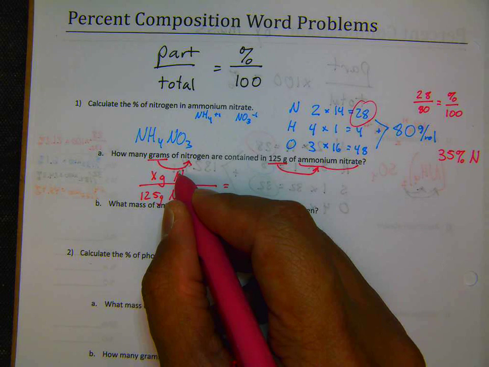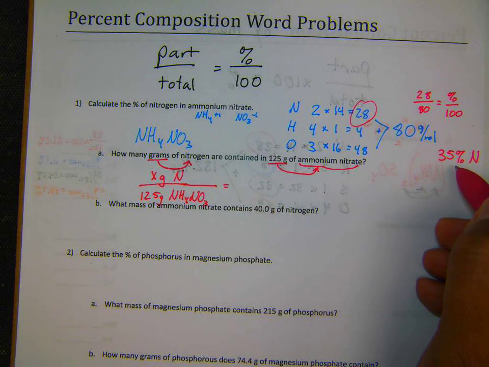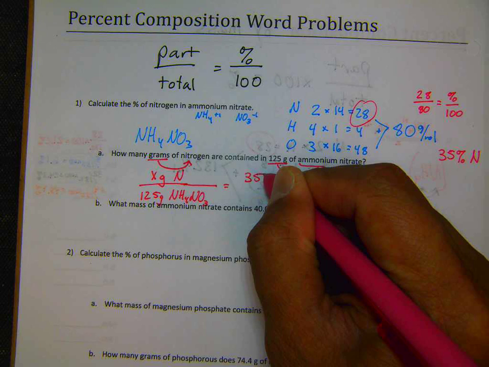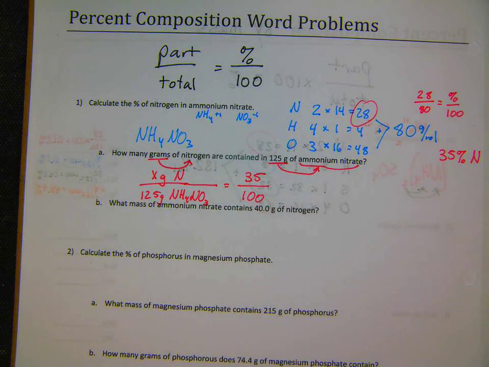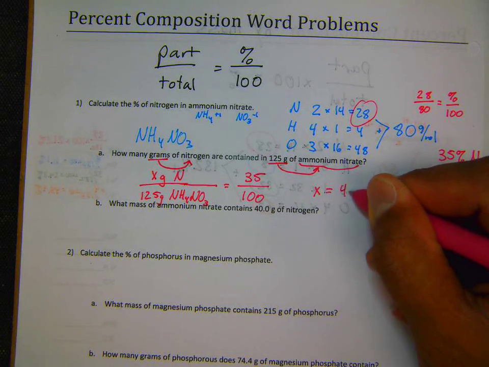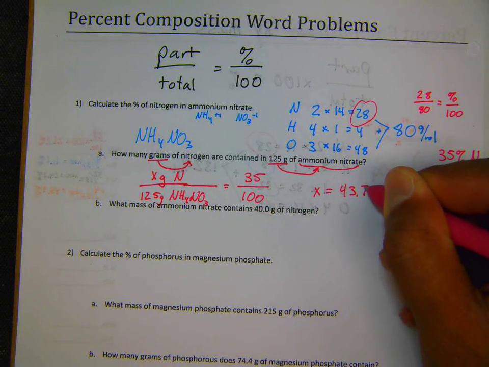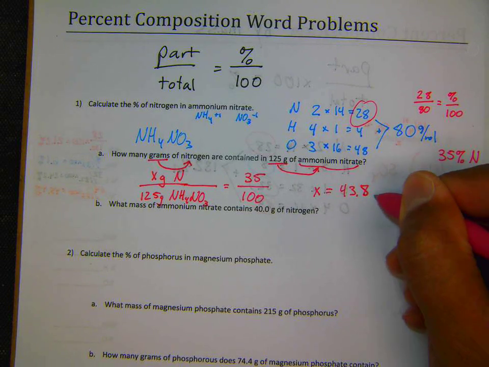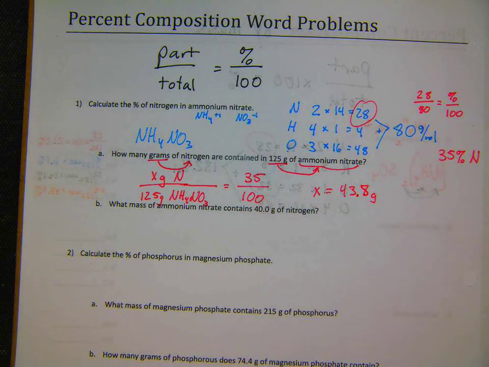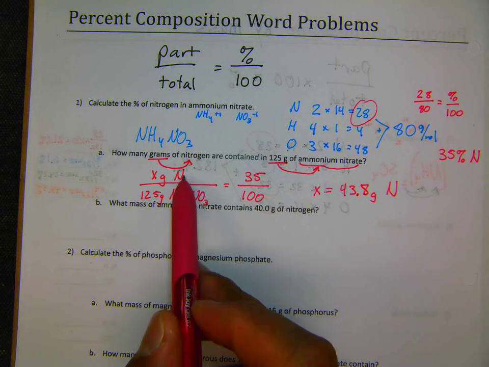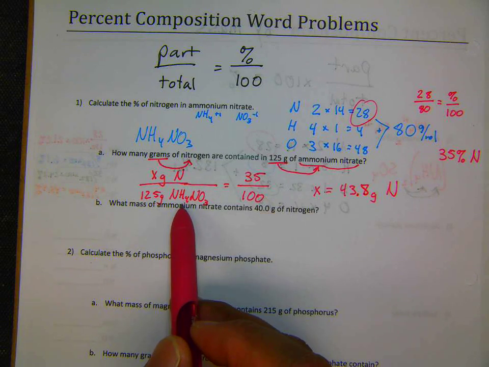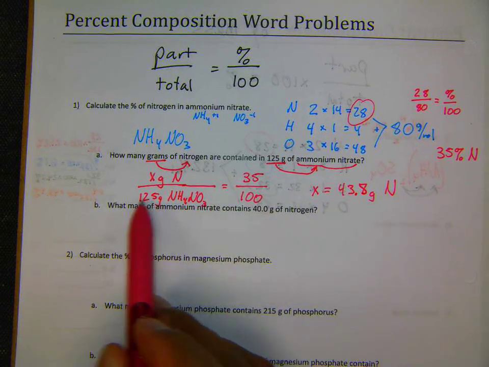Now the percent of nitrogen in ammonium nitrate, we already know that, it's 35%. So it's equal to 35% over 100. I can solve for X, and X equals 43.7, or we'll say 43.8 grams because of sig figs of nitrogen. All right? And that makes sense because nitrogen is part of ammonium nitrate, and so this number has to be lower than the total amount.